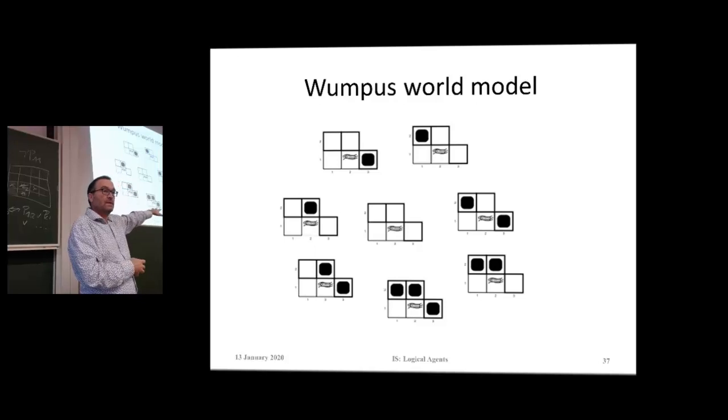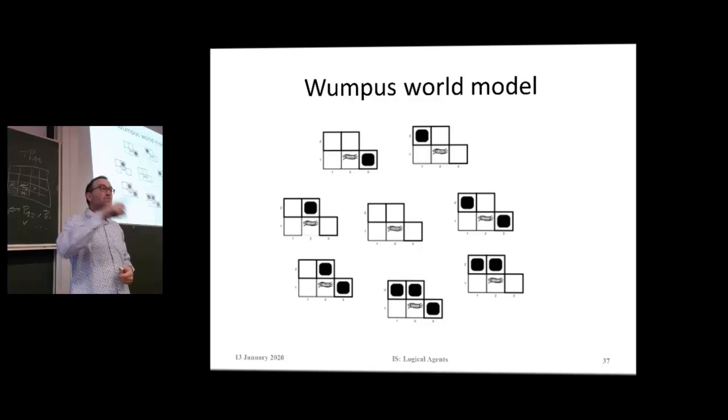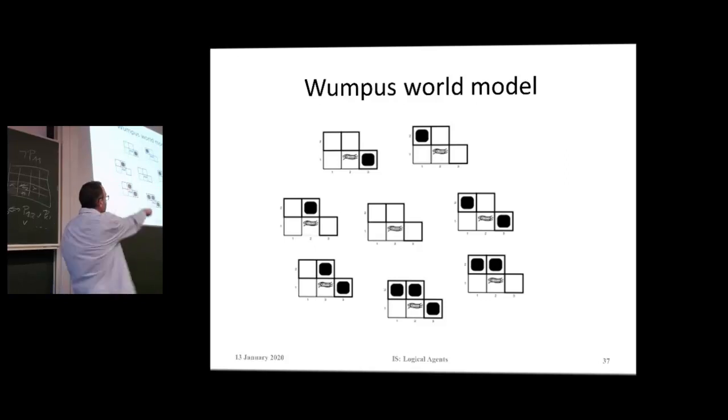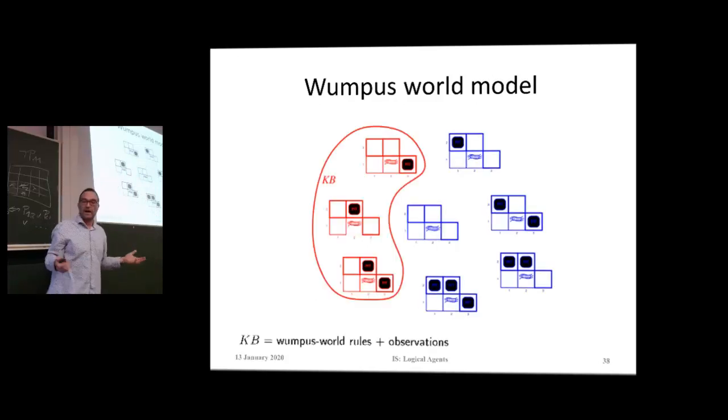So which of them, in other words, are consistent with the knowledge that we've modeled on the slide before? And basically what we've modeled is the rule that if there is a breeze, one of the adjacent ones has to have a pit. So we have the breeze here, so one of the adjacent ones needs to have a pit. So it should be clear that this one is not a model. Yeah, it's an interpretation, but it's not a model. So which are the ones that are models?